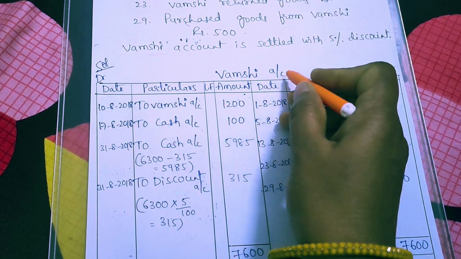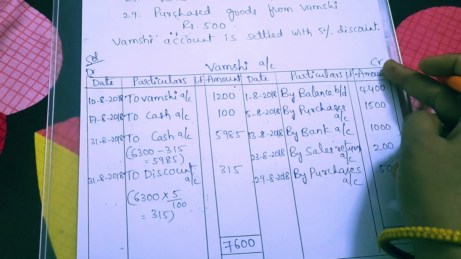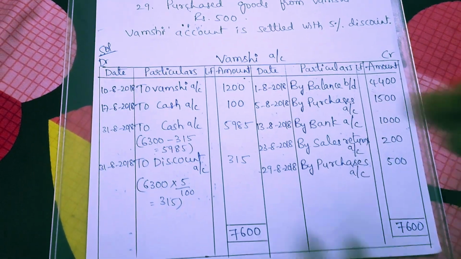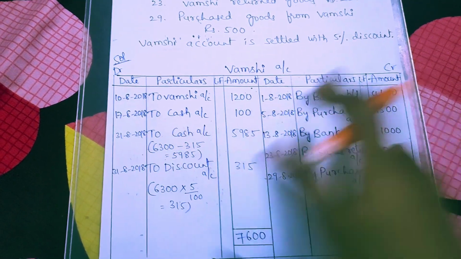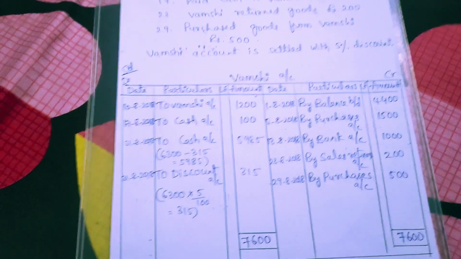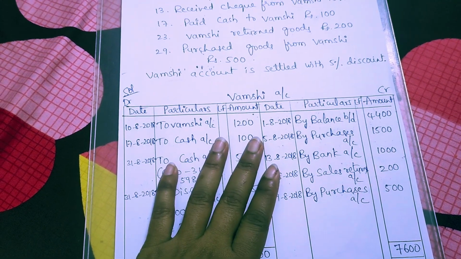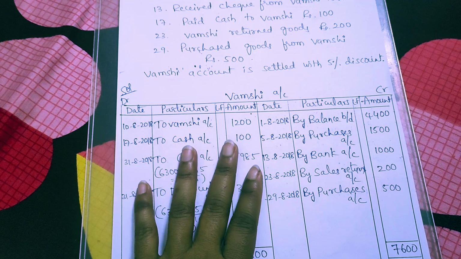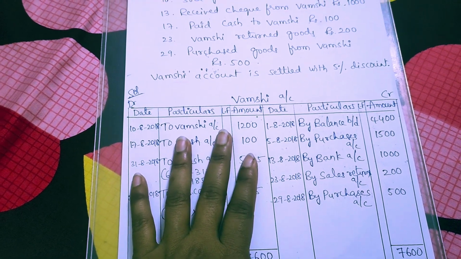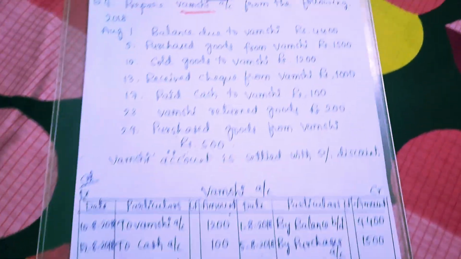On the top we have to mention Vamshi account. Left side on the top DR and right side on the top CR. Debit side few items will appear, credit side few items will appear. So what are the items that are going to appear on the debit as well as on the credit side? We have to decide by taking into account the format I have given. So we should follow that and record on the proper side. Let us discuss the question now.